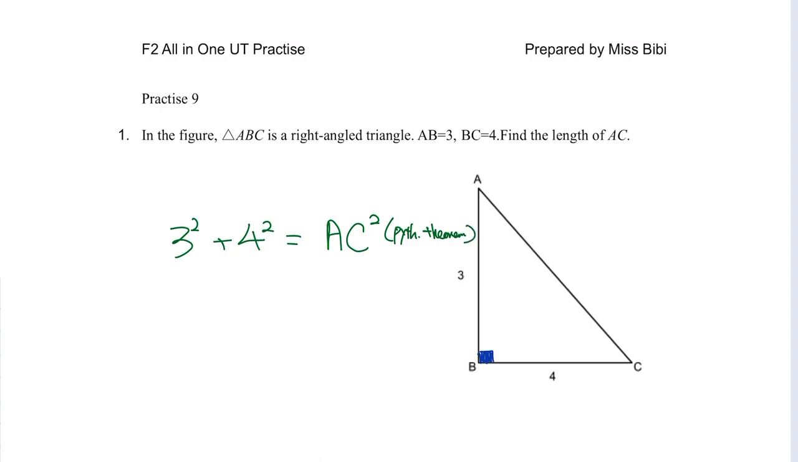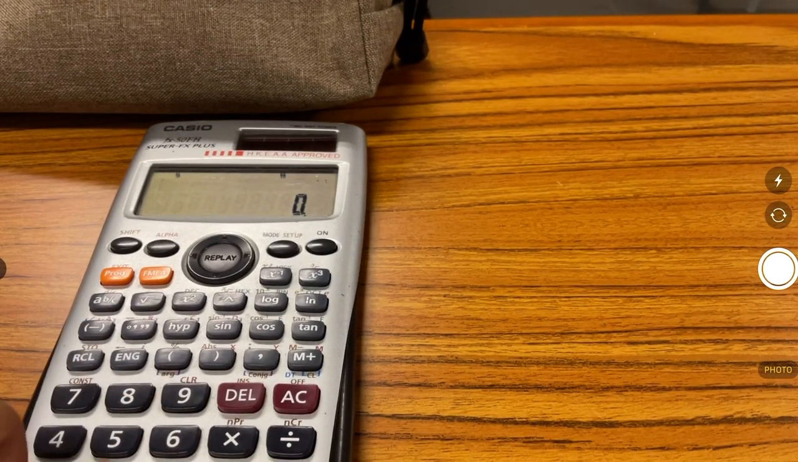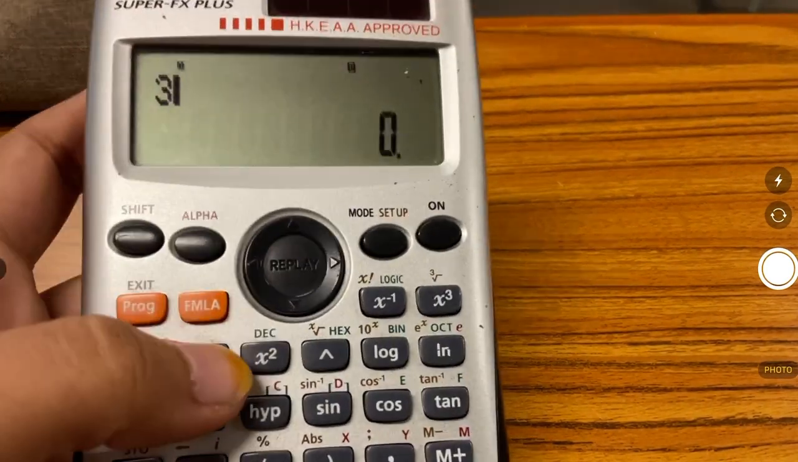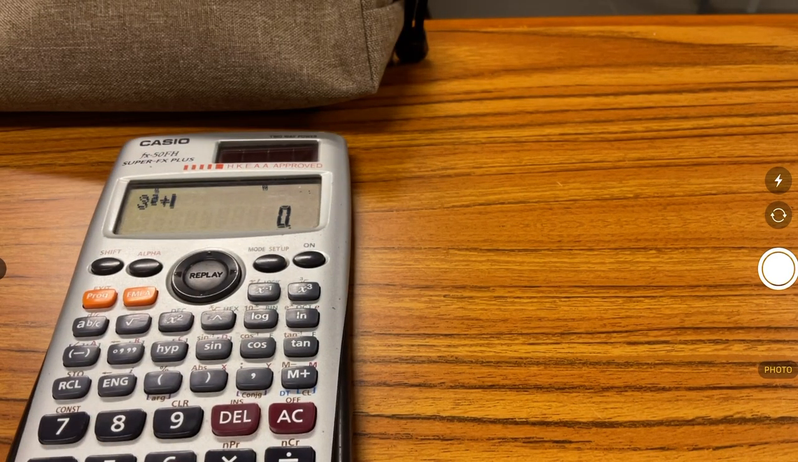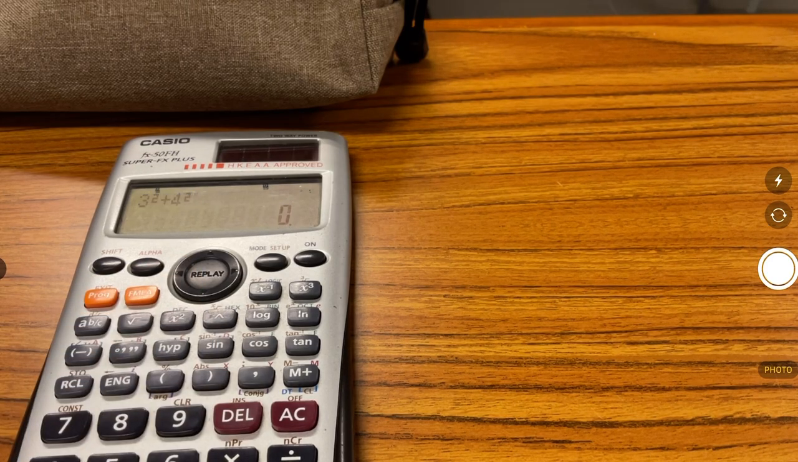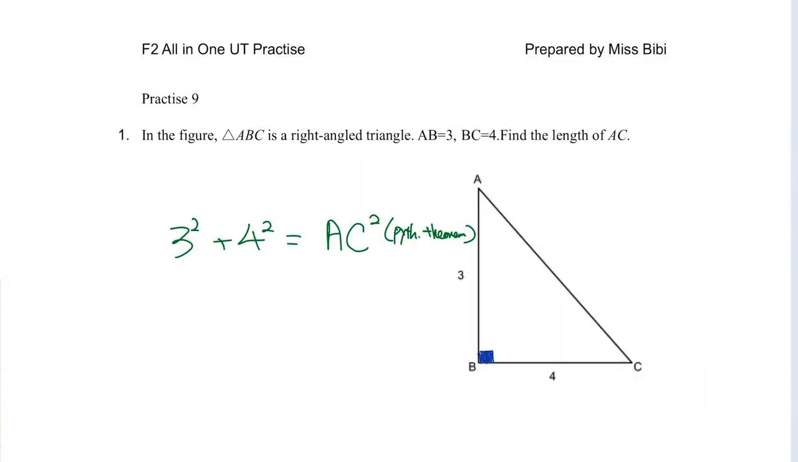Alright, now since these are all numbers, can you click calculator? How do we click the calculator for this one? So you will have 3, here is the square button, 3 square plus 4 square, and you get the answer 25. So that's 25 here. The other side has no change, but I just need AC. I don't need AC square.